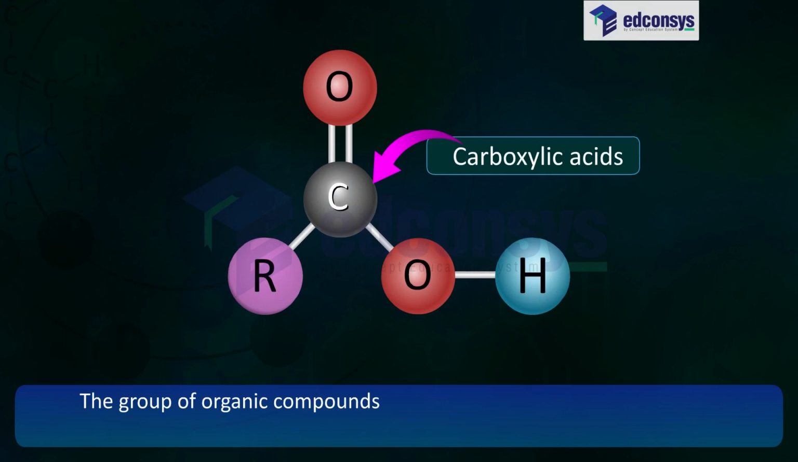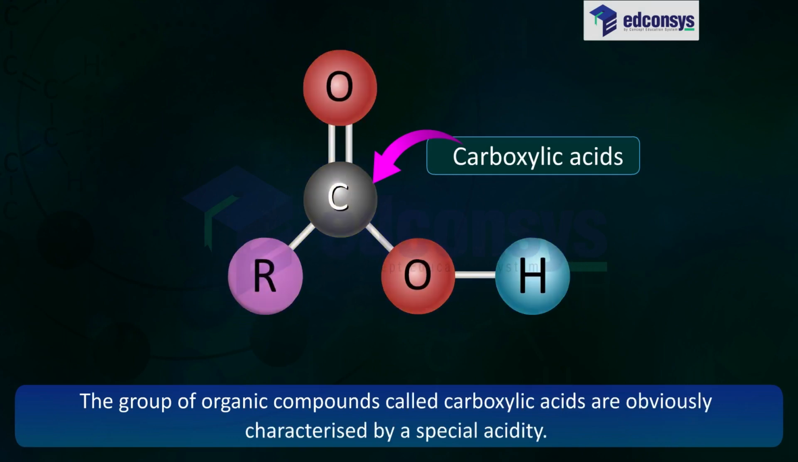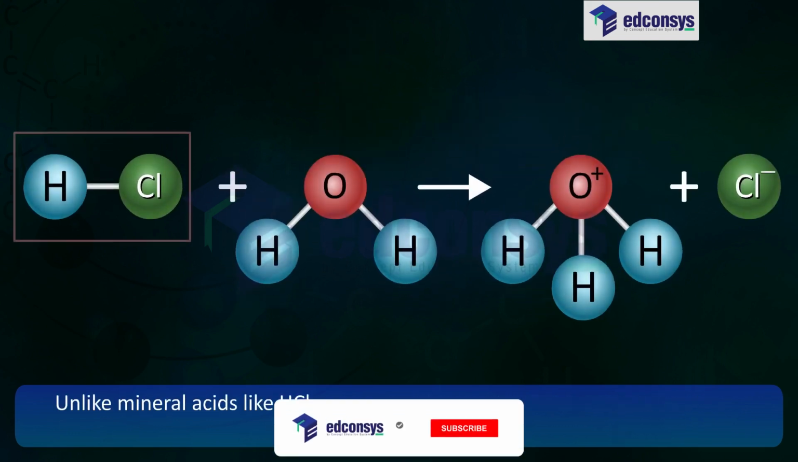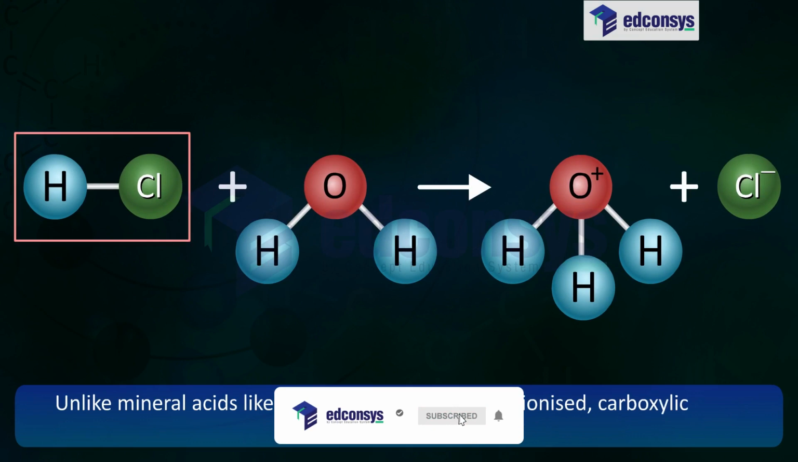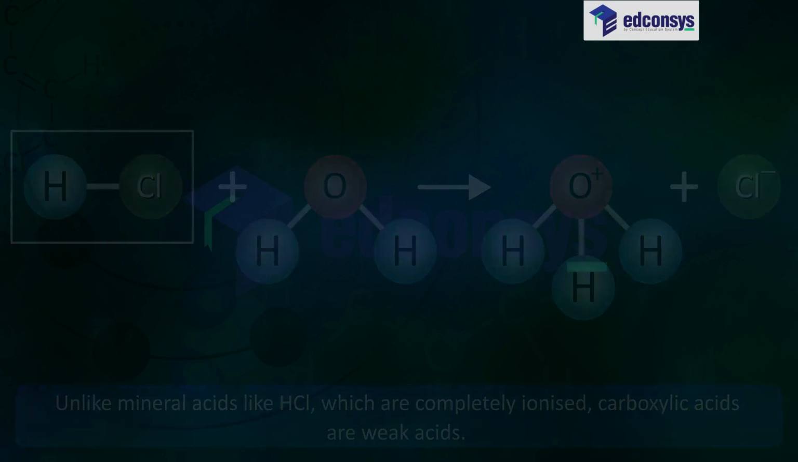The group of organic compounds called carboxylic acids are obviously characterized by a special acidity. However, unlike mineral acids like HCl, which are completely ionized, carboxylic acids are weak acids.